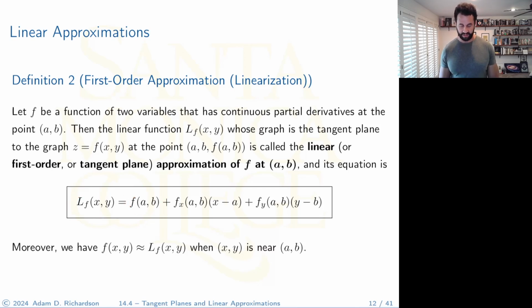You find the value of the function at that point, plus the partial with respect to x times x minus a, plus the partial with respect to y times y minus b. And so this is the equation of the plane that approximates the surface the best at that point. Now, moreover, this is the big idea: f of x comma y is about L sub f of x comma y, as long as your point is near a comma b.